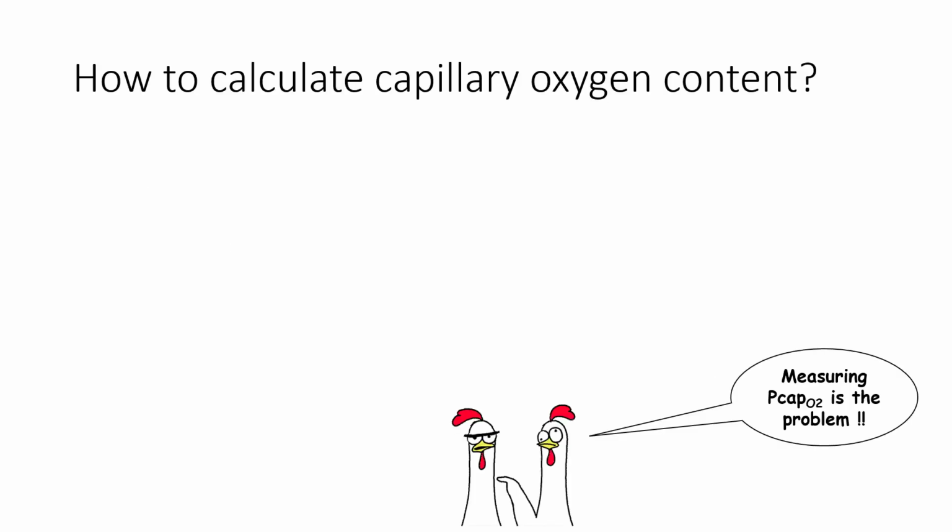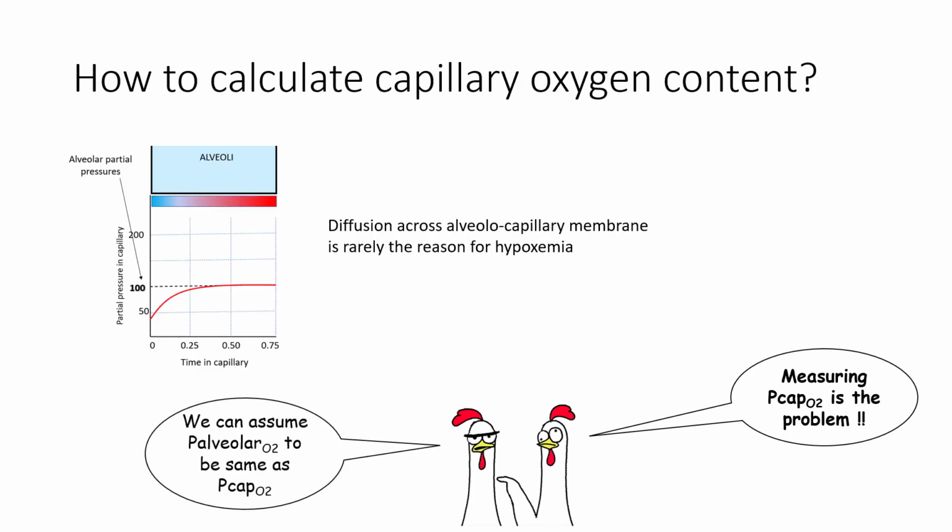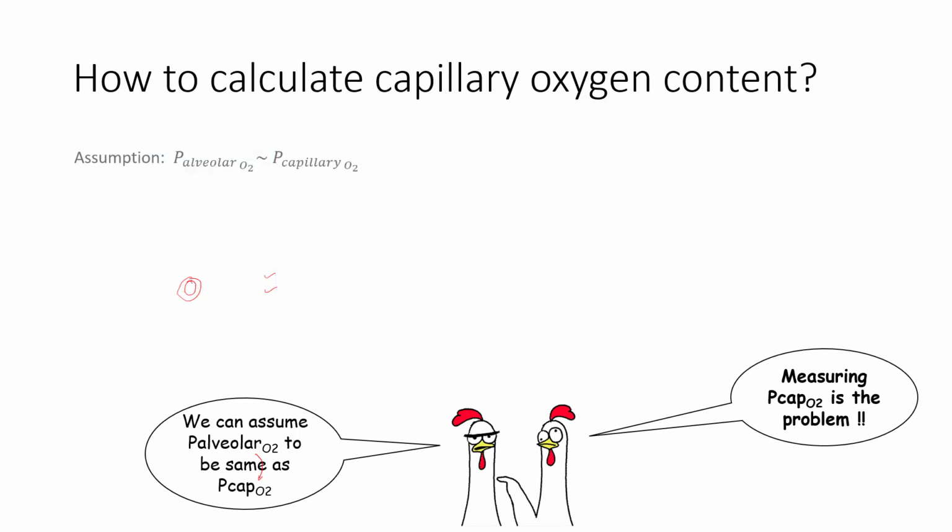It's very difficult to measure the partial pressures of oxygen in the capillaries, but we can assume that the alveolar O2, the partial pressure of oxygen in the alveoli, would be the same as in the capillaries. In the previous lecture, we talked about how oxygen diffuses across the membrane and equilibrates with the alveolar oxygen in around 0.25 seconds. And we also talked about how diffusion across the alveolo-capillary membrane is rarely the reason for hypoxemia. So your P alveolar O2 is equal to the P capillary O2 in most circumstances.